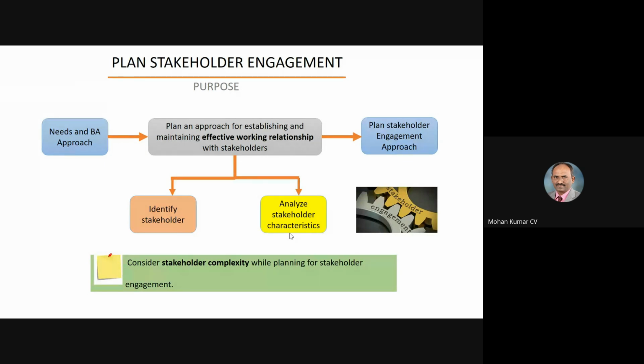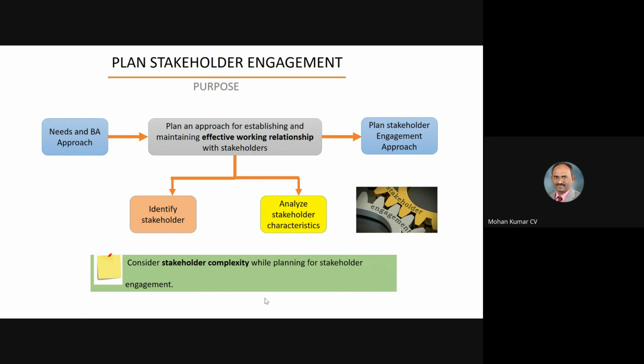So you need to understand all those things. Plan stakeholder engagement approach. How do you need to mitigate all these things? How do you want to plan? Consider stakeholder complexity while planning for stakeholder engagement. That's important.